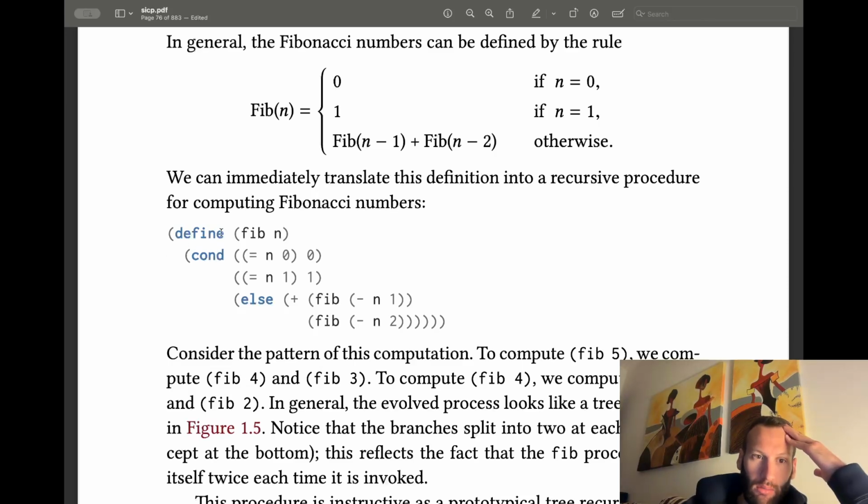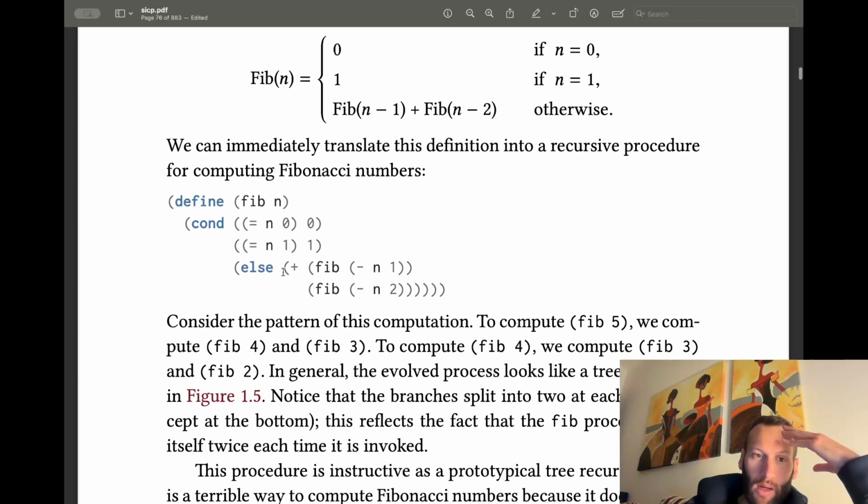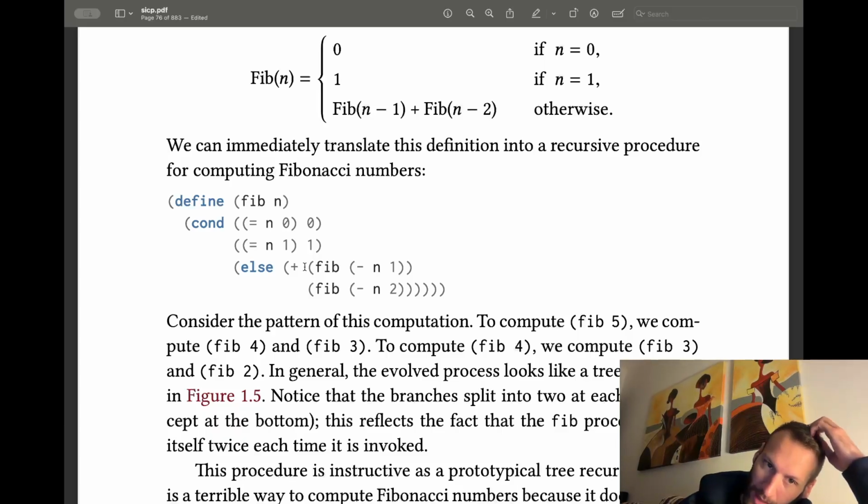Of course, we define a fib that takes an argument. We have two stopping conditions for n equals 0 and n equals 1. And otherwise, if these two conditions are not met, there is this else block where the function itself is called again.